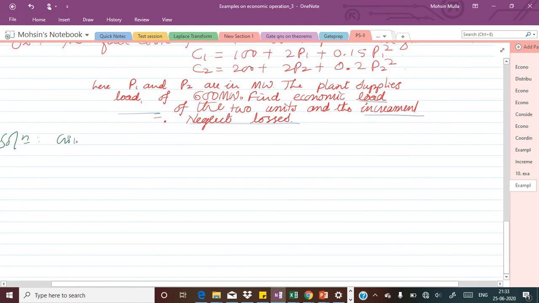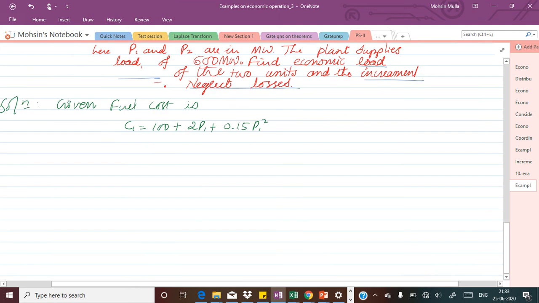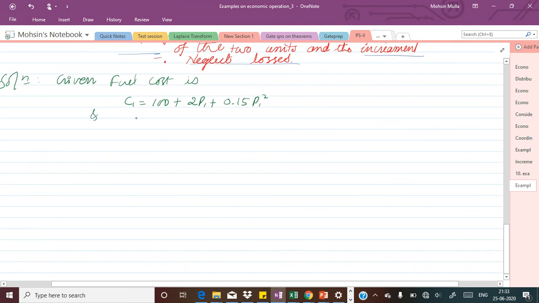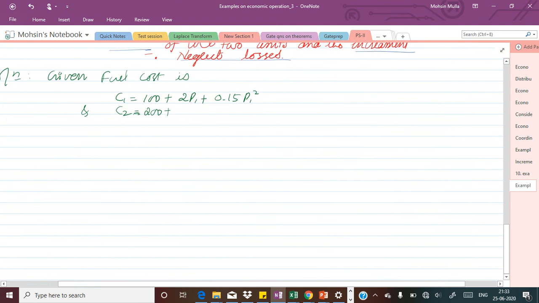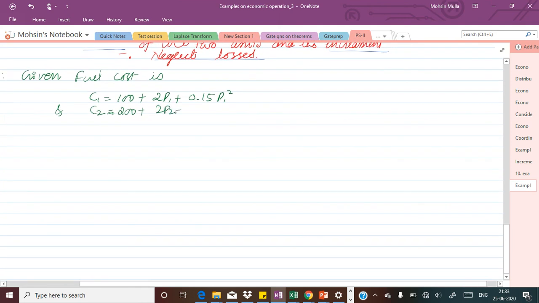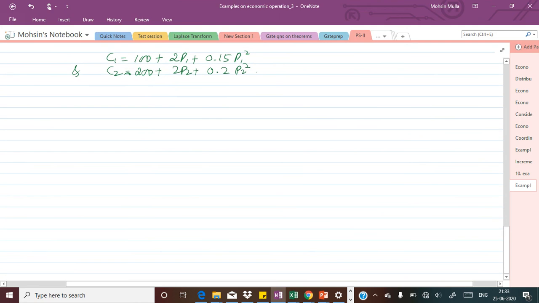Again, the given fuel cost equations we have to write. Given fuel costs are C1 equal to 100 plus 2P1 plus 0.15 P1 square, and C2 equal to 200 plus 2P2 plus 0.2 P2 square. Okay, so therefore we have to obtain the incremental fuel cost.